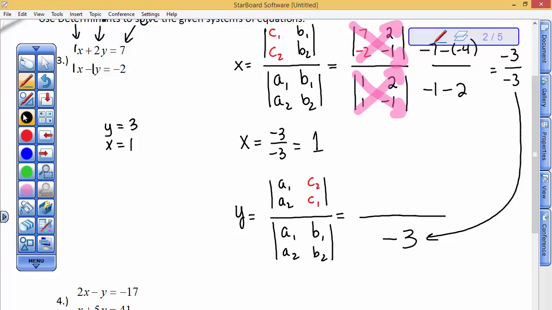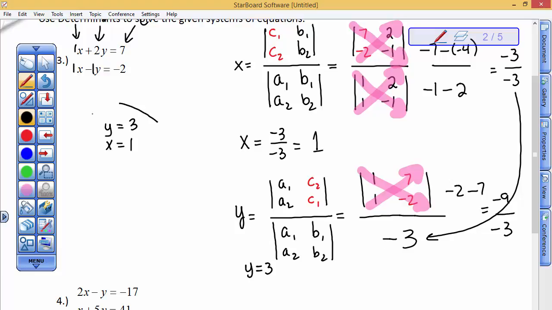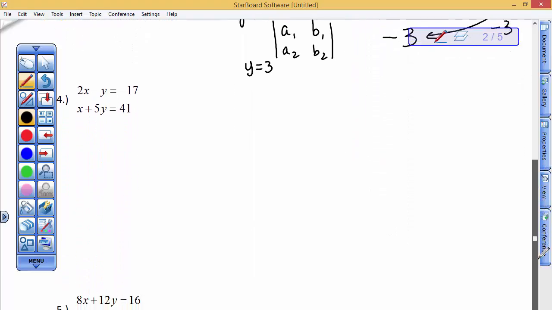But the numerator, I'll put in my a values, which are 1 and 1. And then my constants are 7 and a negative 2. And when I take that product, which is a negative 2, and subtract 1 times 7, which is 7, I get a negative 9 divided by a negative 3, and I find out that y is indeed equal to a positive 3, just like I had found here. So let me go ahead and just set up this next one.